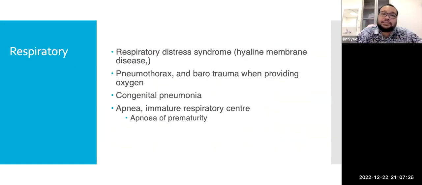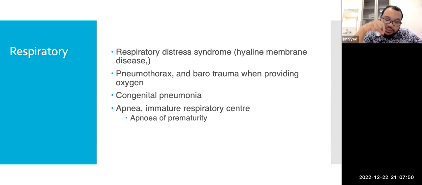Okay, next is respiratory. So in more premature baby, as mentioned before, they are at risk of respiratory distress syndrome, hyaline membrane disease. They are more risk of pneumothorax. Sebab apa? Sebab they may need more ventilation, and ventilation can cause barotrauma and also pneumothorax.